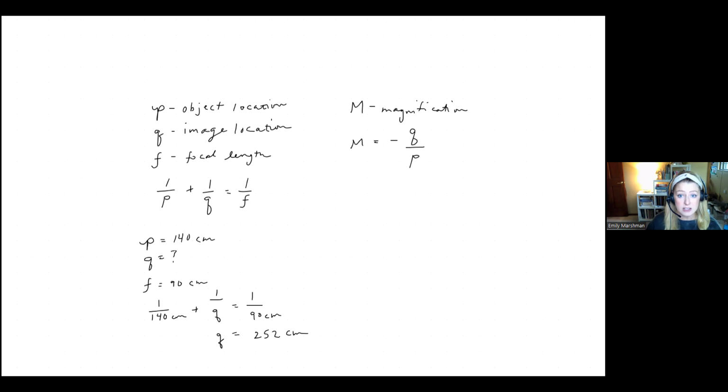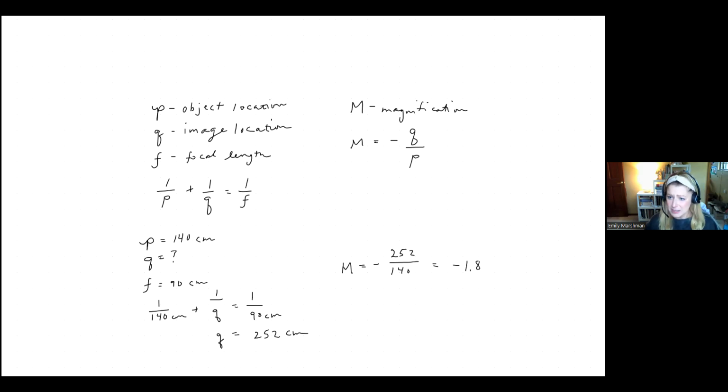Okay, it's a positive value, so that means that it is going to be in front of the mirror. And let's determine the magnification as well. So M is negative Q, which is 252 centimeters, divided by P, which is 140 centimeters. So the magnification would be a negative 1.8.